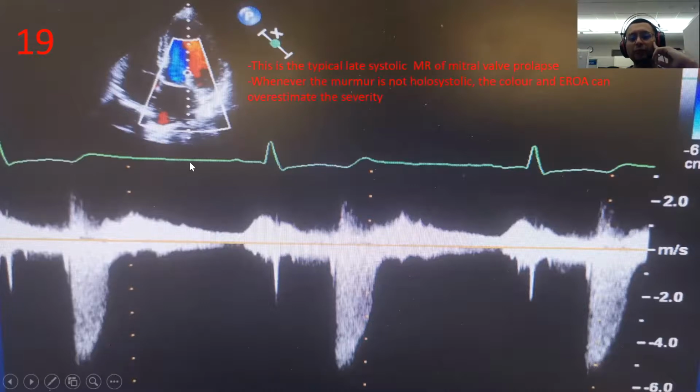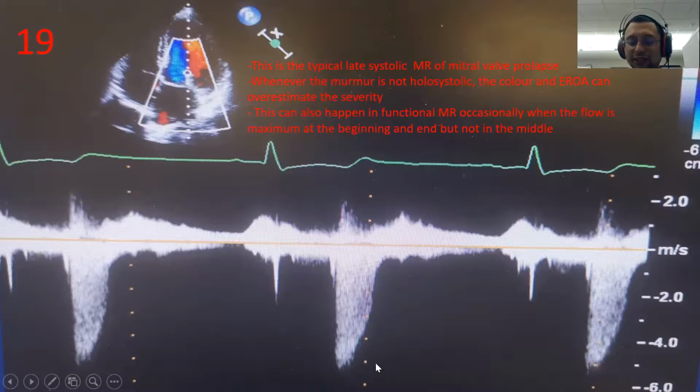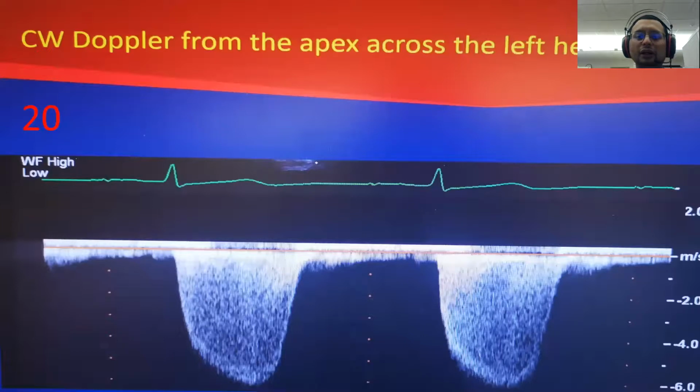So whenever the murmur is not holosystolic, the color will tend to overestimate the severity. This can also happen in functional MR occasionally, when the flow is maximum at the beginning and end, but not in the middle. So always look at the color Doppler flow first before you decide whether something is severe or not. Okay, so this is a Doppler across from the apex.